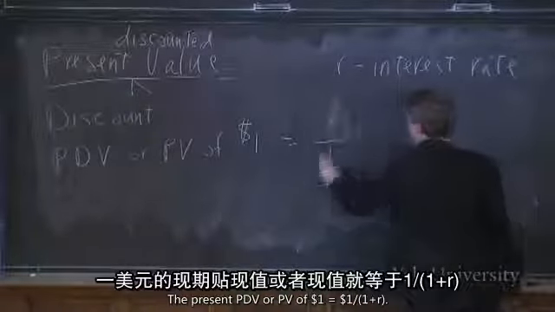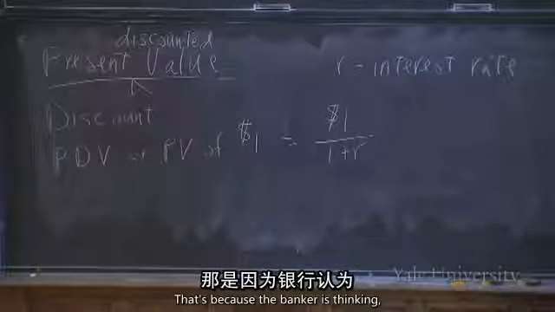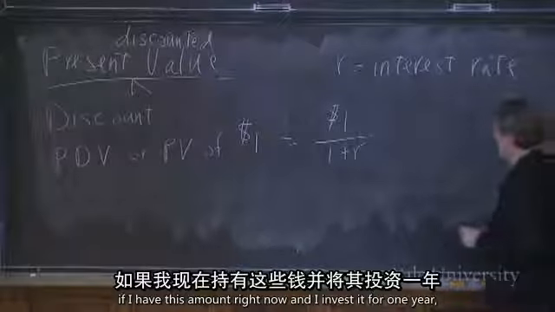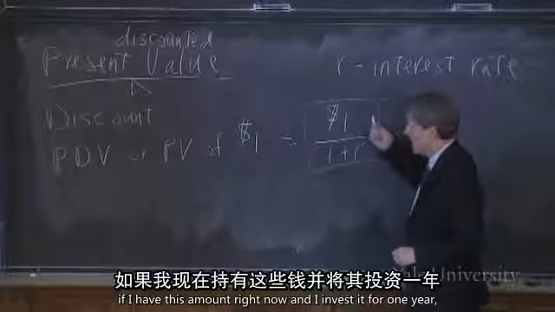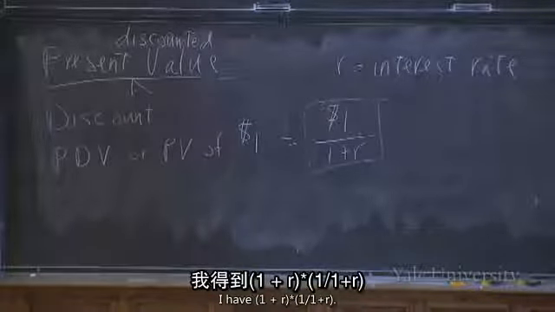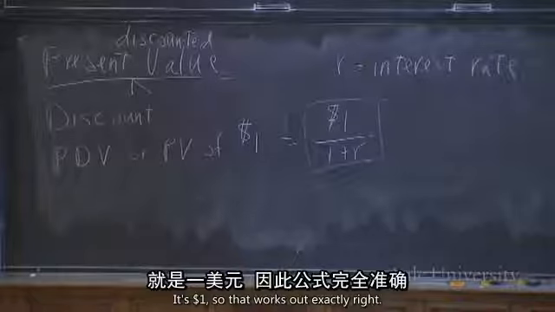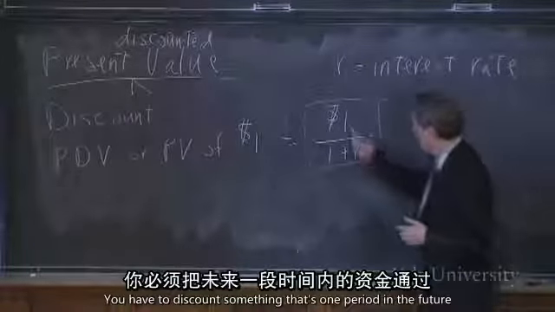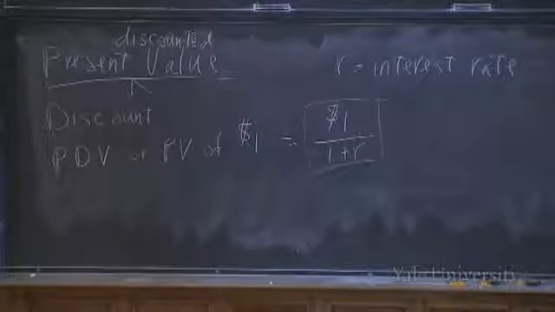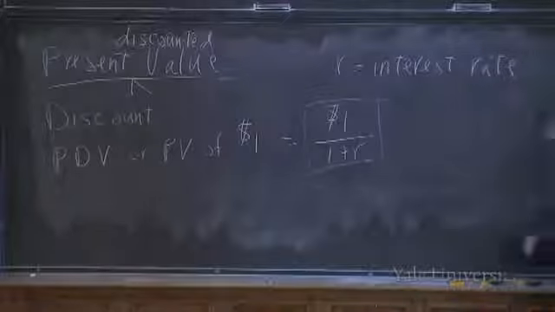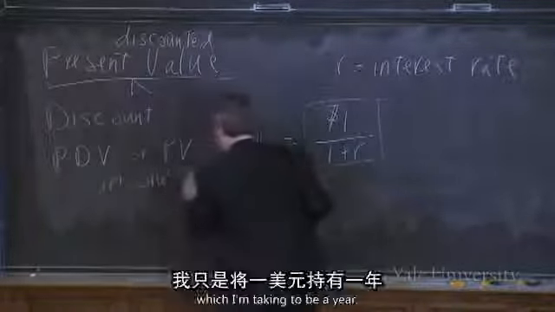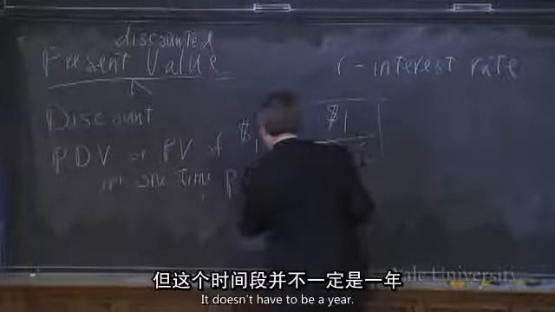Okay? That's because the banker is thinking, well, if I have this amount right now and I invest it for 1 year, what do I have? I have 1 plus R times 1 over 1 plus R. It's $1. So that works out exactly right. So you have to discount something that's one period in the future by dividing it by 1 plus R. This is the present value of $1 in one time period, which I'm taking to be a year, but it doesn't have to be a year.